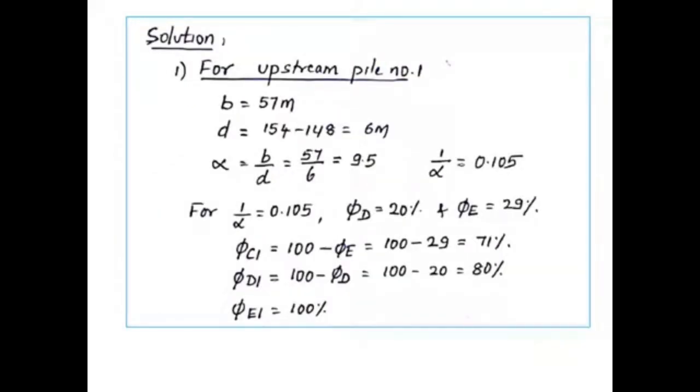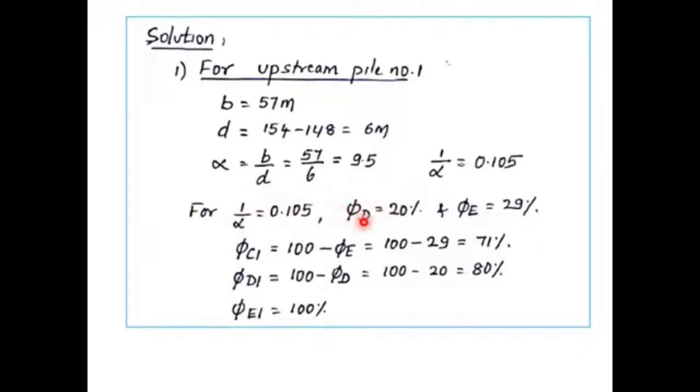Now, for the upstream pile, we know that the total floor length is 57. The depth of the pile is 6 meters. So 154 is the top of this and the bottom is at 148. So alpha is B by D, 57 by 6, that's 9.5. So we have to read for 1 by alpha, which is 0.10.